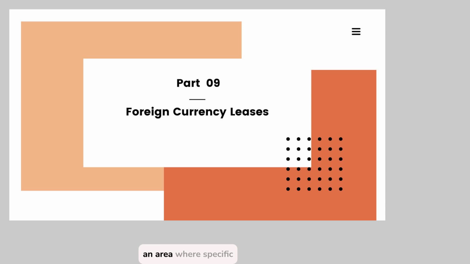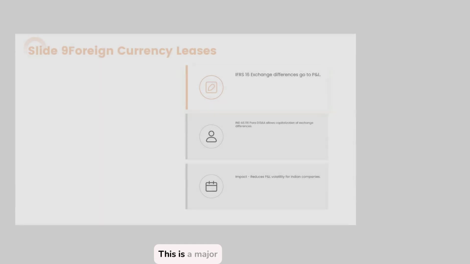Now let's examine the treatment of foreign currency leases. This is an area where specific differences between the two standards can have a notable impact. This is a major difference.